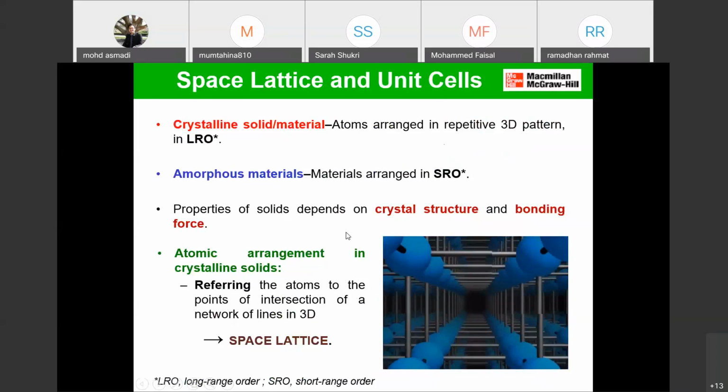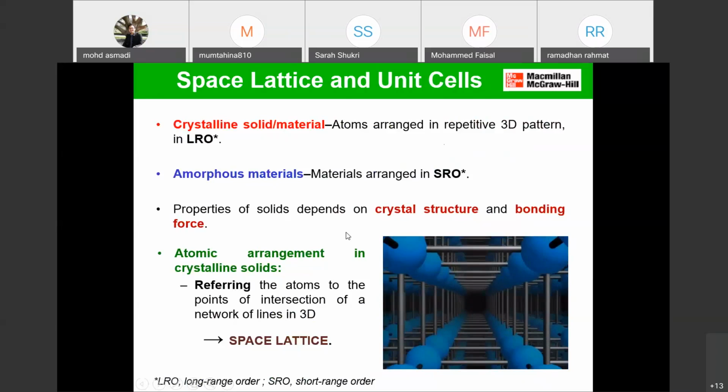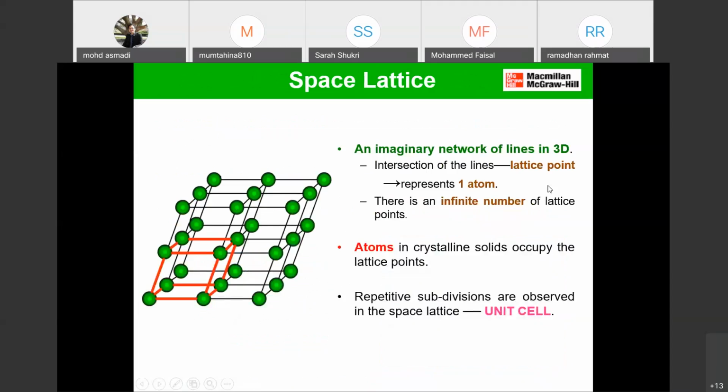So what is a space lattice? It's an imaginary network of lines in 3D. The intersection of the lines is a lattice point, which represents one atom. If you look at here, this represents one atom, and there is an infinite number of lattice points. Generally, atoms in crystalline solids occupy the lattice points.